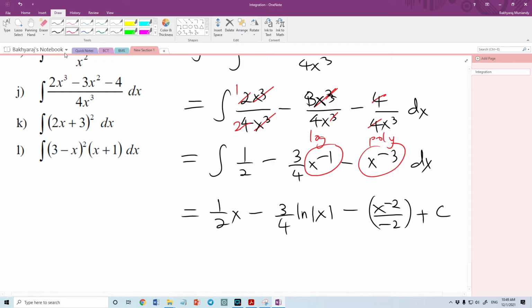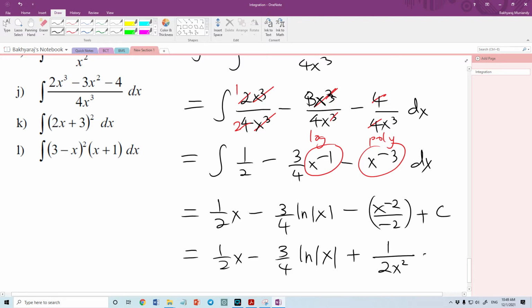So the last answer will be, simplify the fraction here. So you get 1 over 2x minus 3 over 4 log x, negative negative positive. So negative 2 means it's supposed to be 1 over x square. Since we have 2 here in the denominator, so we get 1 over 2x square plus c. Okay, that is the answer for 1j.